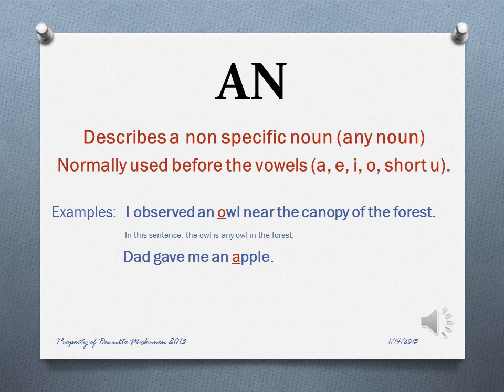Our next article is an. An is a little bit like a in that an also describes a non-specific noun, meaning any noun. But the difference between an and a is that an is normally used before the vowels A, E, I, O, and U. Let's look at our first example. In the sentence, I observed an owl near the canopy of the forest. Notice that owl begins with an O. O is a vowel. Therefore, the article an would be the proper word to place before the word owl.